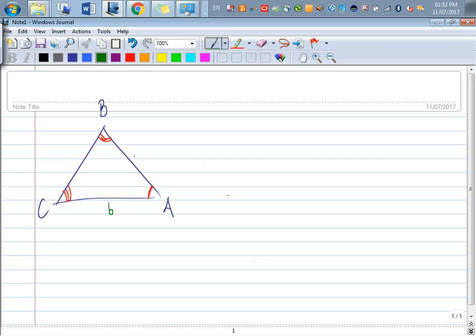So what do you think we should call this side over here, BA? Let us call it small c. And what should we call this side? We call it small a. Now, based on this, I can introduce you to another formula for the area of a triangle. Area of this triangle is given by half times A times B times sine C.